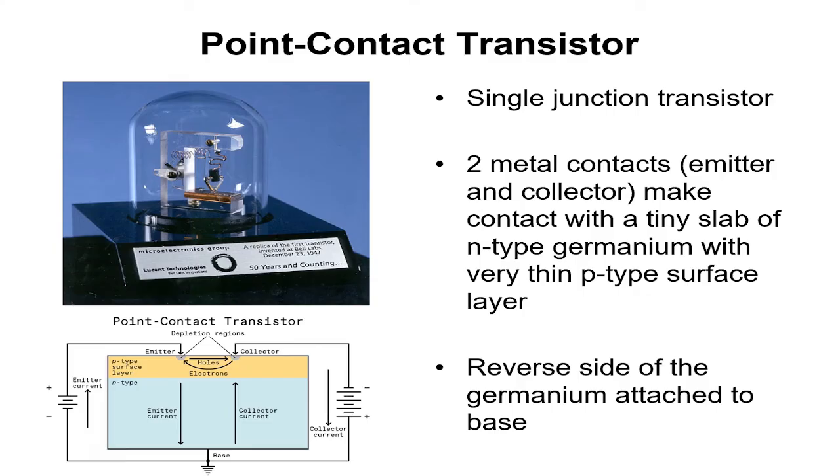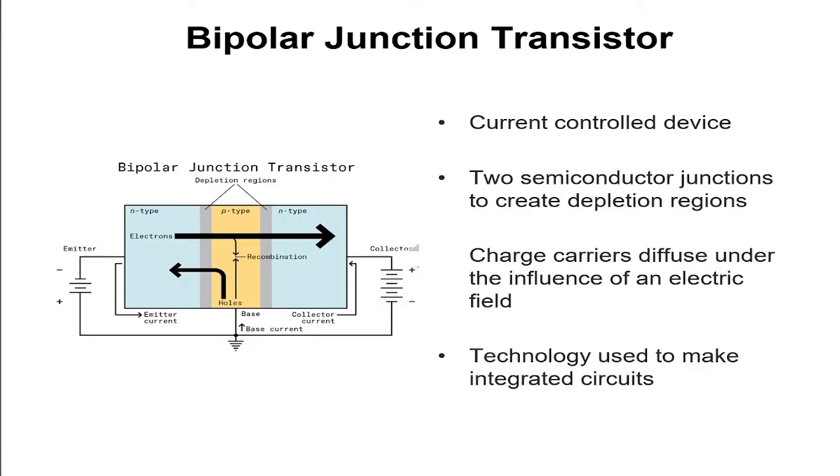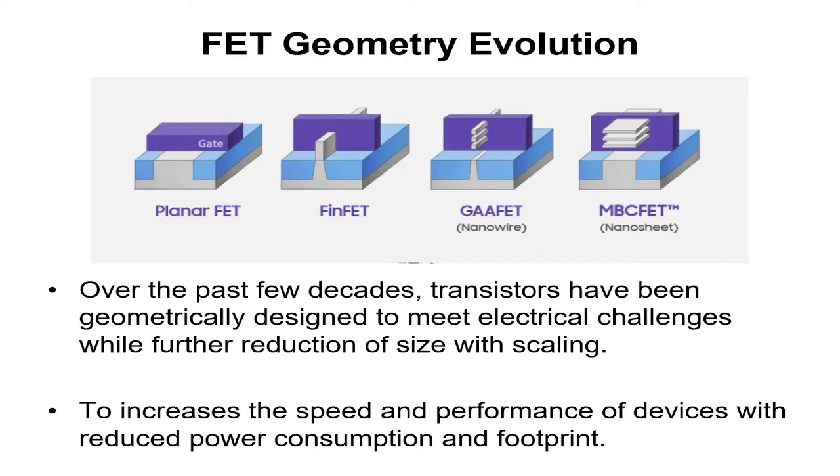Silicon is an indirect band gap, as I told you, and germanium is also indirect. Direct band gap materials we use for LEDs and lasers, like gallium arsenide. Okay, this is the point contact transistor. The bipolar junction and metal oxide transistors we already saw.